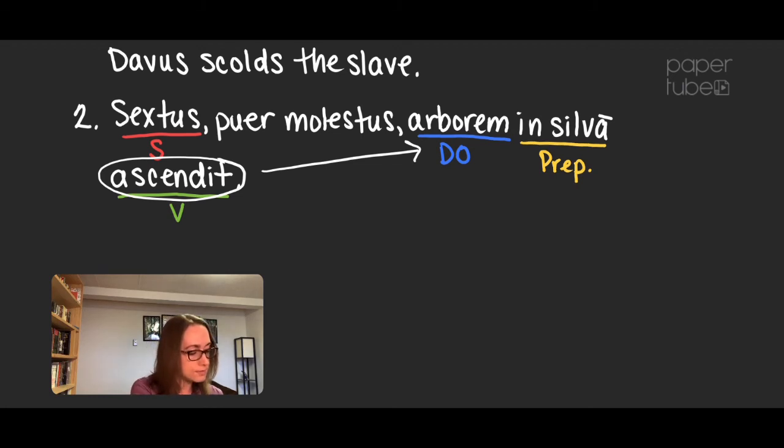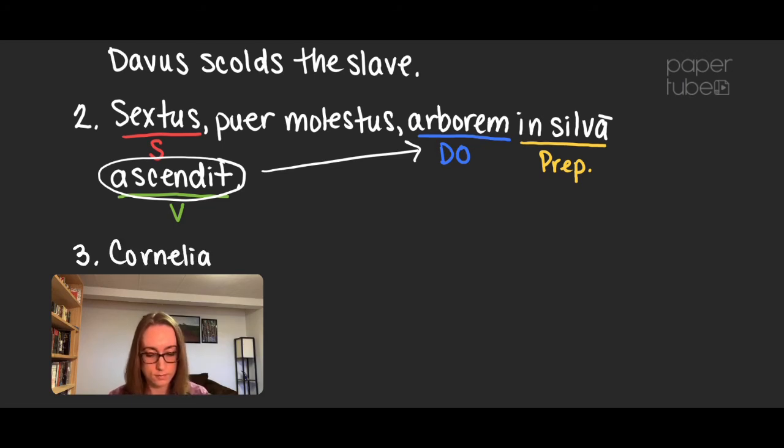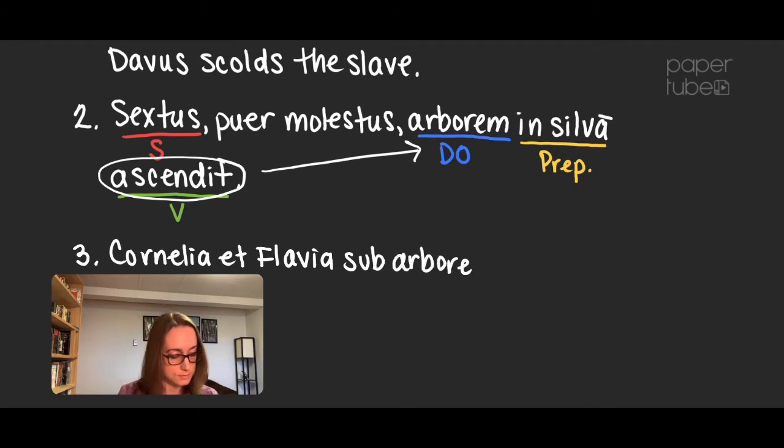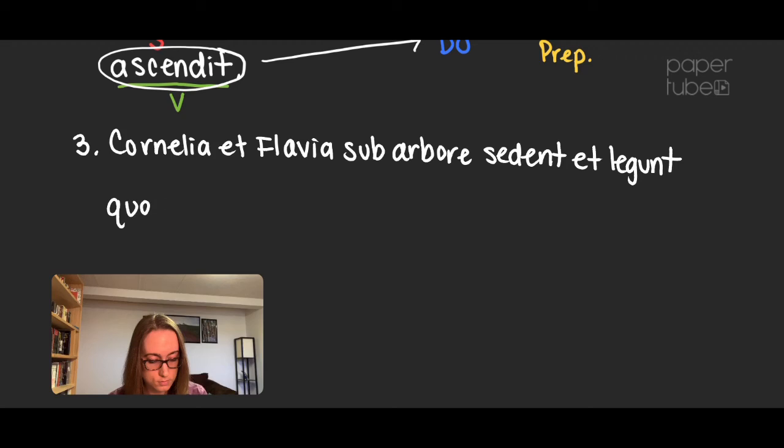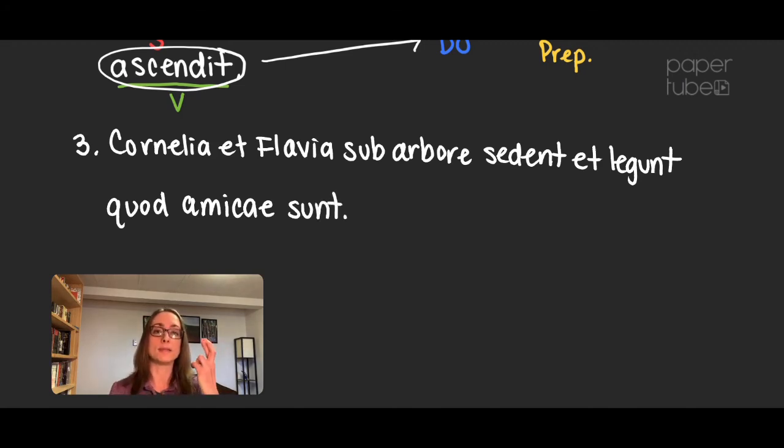And there is one more sentence that we're going to go through. Cornelia et Flavia, our famous friends. Sub arbore sedent et legunt, quod amicae sunt. Yes, amicae, they are friends. Remember I said that they're besties.